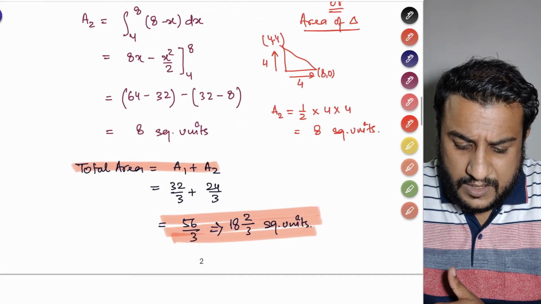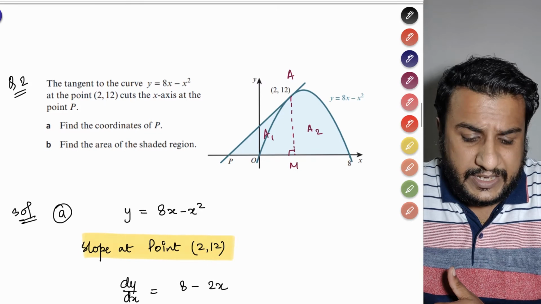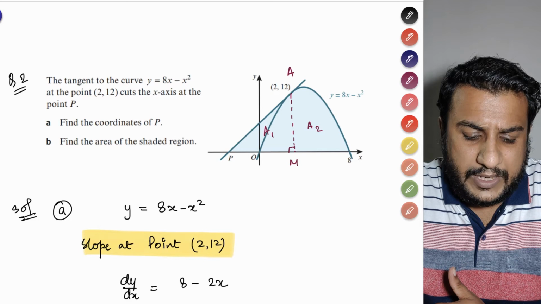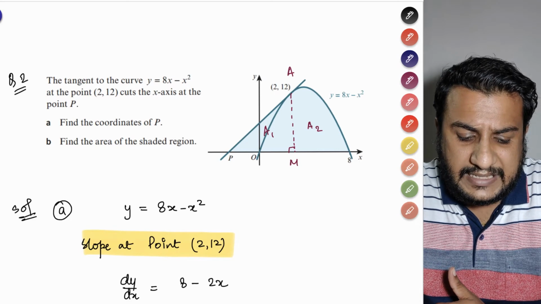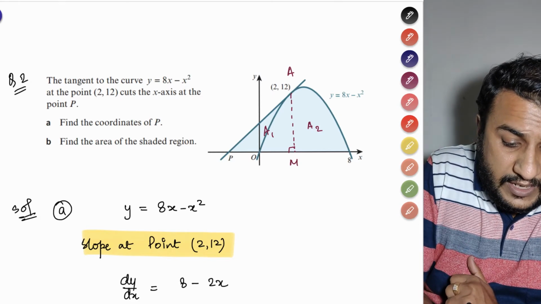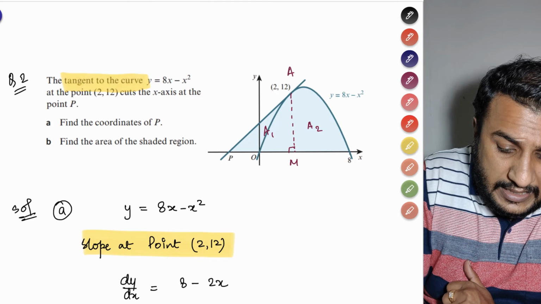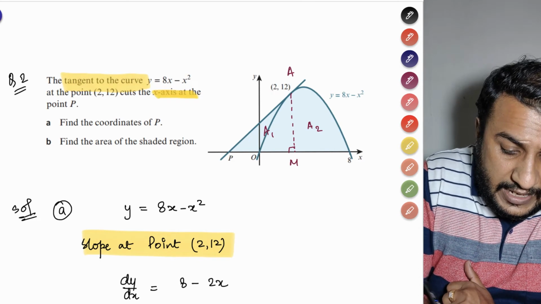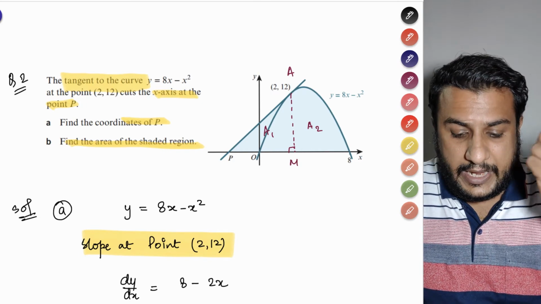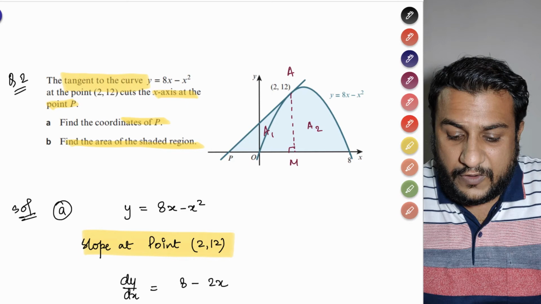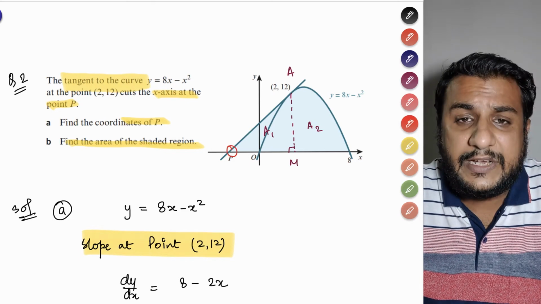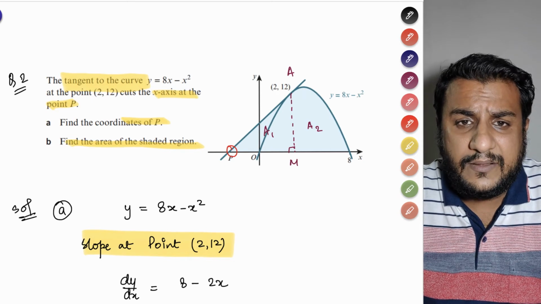Okay. Now question 2 over here is: the tangent to the curve y equals 8x minus x square at the point (2, 12) cuts the x-axis at the point P. Find the coordinates of point P. Now see over here, this is a tangent to the curve and it cuts the x-axis at point P, and we need to find the coordinates of point P and the area of the shaded region. Okay, no problem. So first we need to find the equation of the line to find this point. Basically, if you want to find this point, we need the equation of this tangent line.